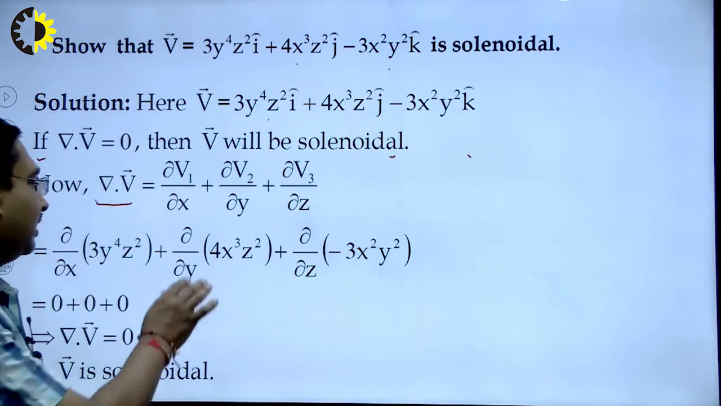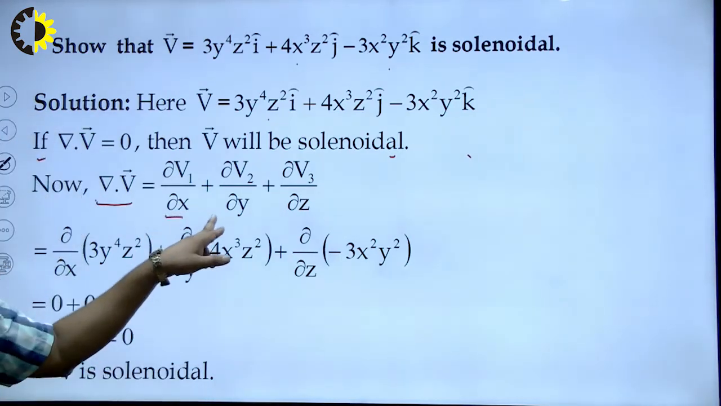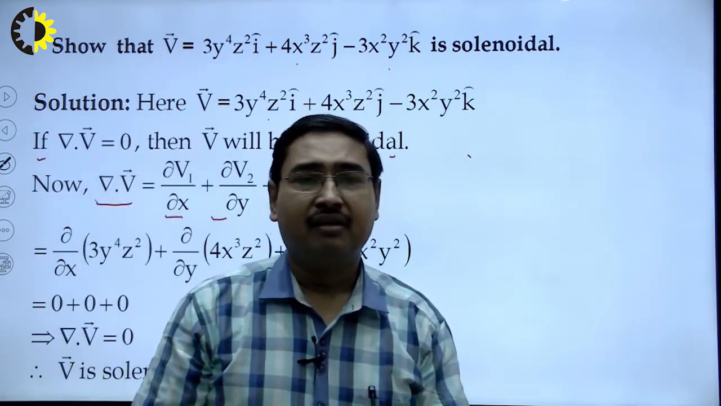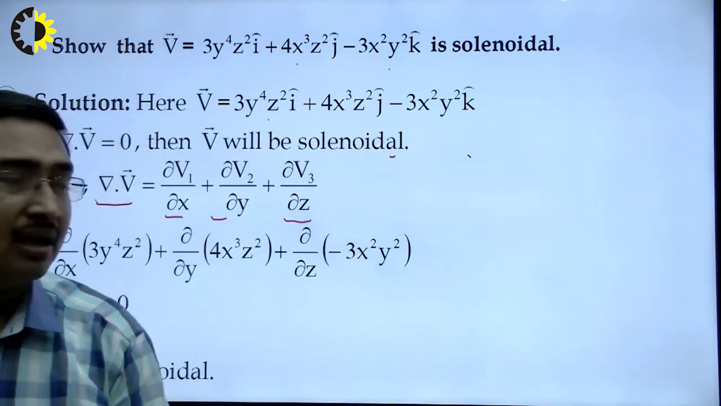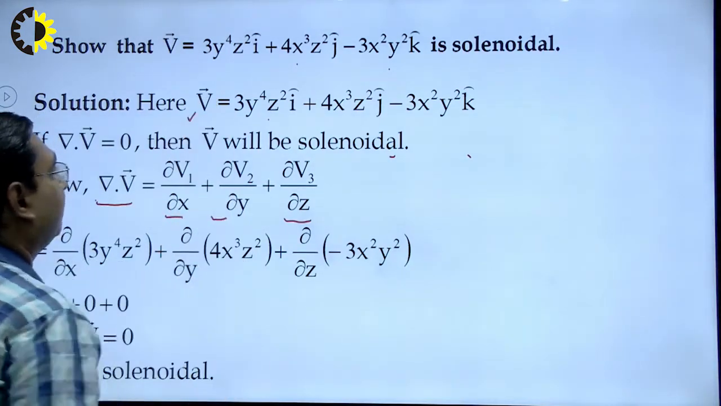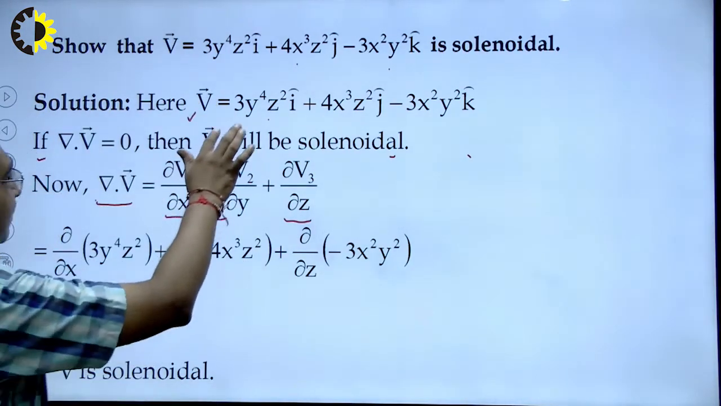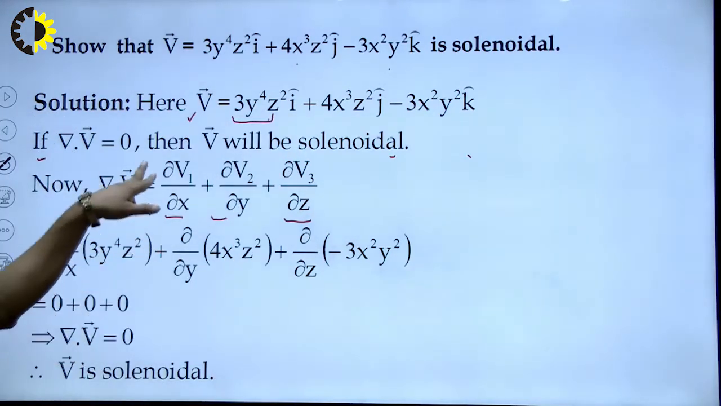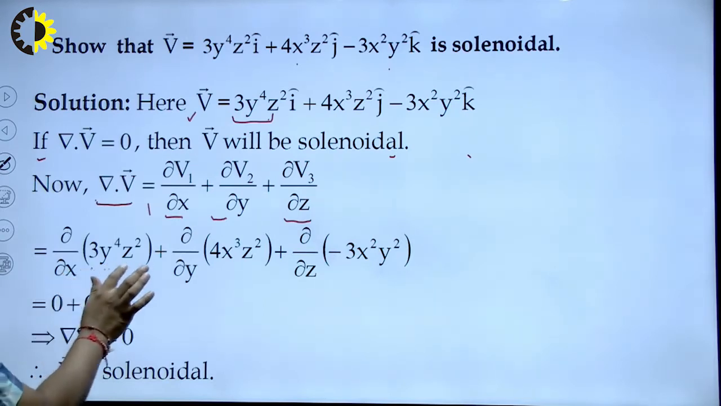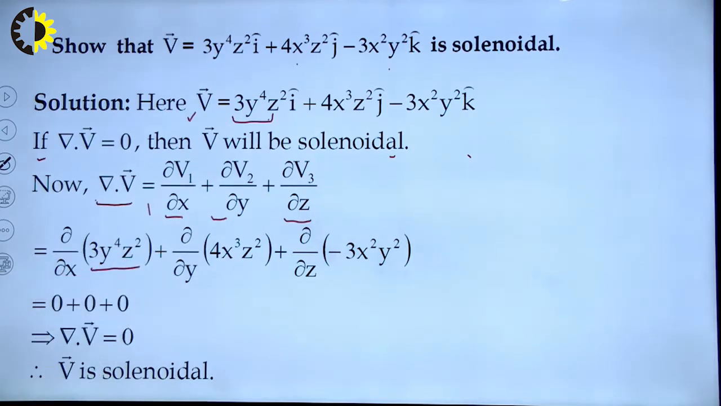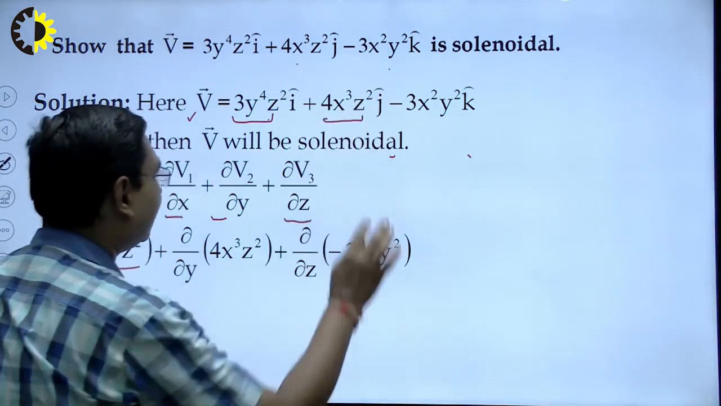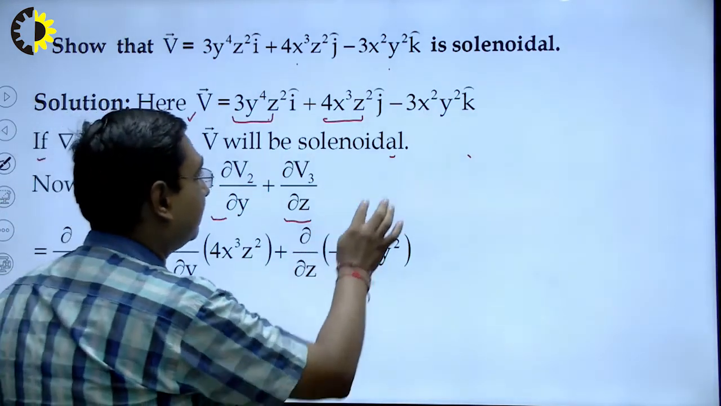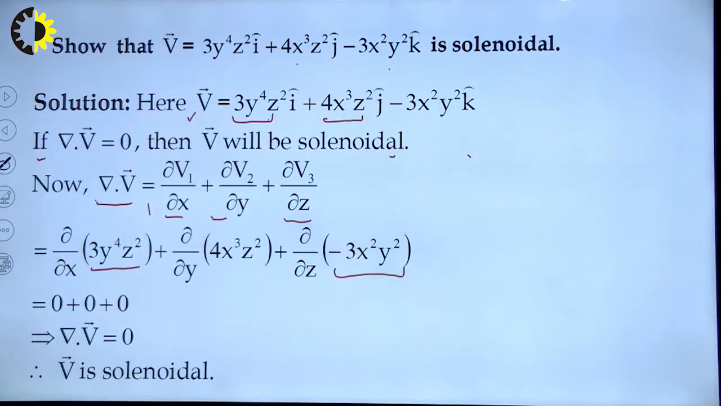Del dot v will be del v1 over del x plus del v2 over del y plus del v3 over del z, where v1, v2 and v3 are components of this vector function v. Therefore, v1 will be this term, that is coefficient of i. Thus, first term gives del upon del x of 3y raised to the power 4 z square. Second term gives del upon del y of 4x cube z square. Third term gives del upon del z of this.